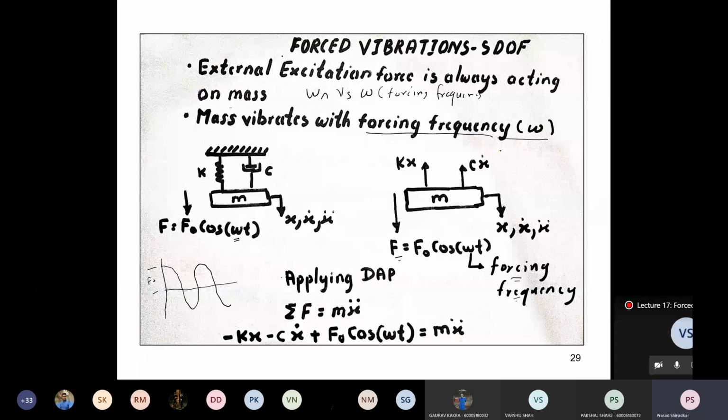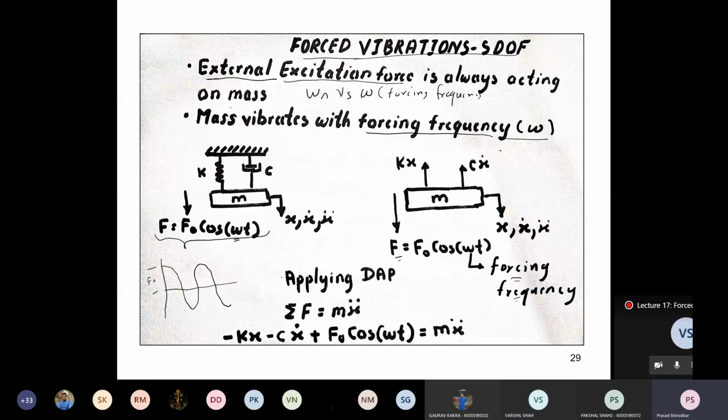We are doing forced vibration. We are not studying free damped vibration. In case of free vibration, what we did was just give some displacement and let the mass oscillate on its own. In this case, the mass is not free to oscillate on its own, but it is forced to oscillate as per the external force, and that is why it is called the external excitation force.